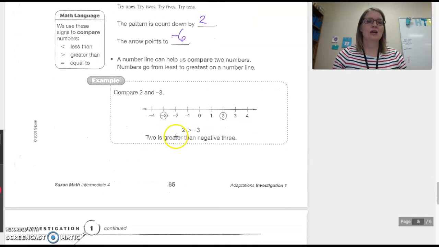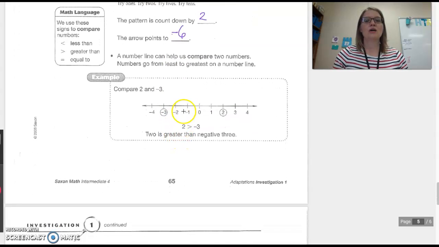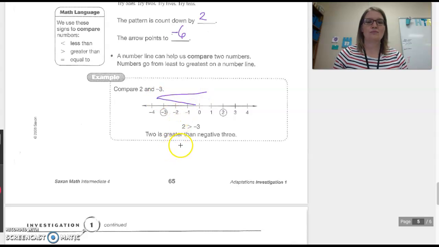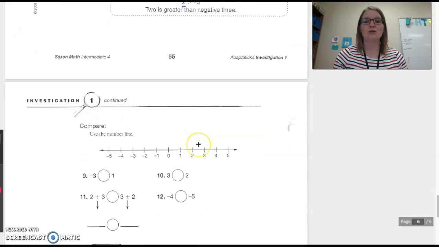Now a number line can help us compare two numbers. Numbers go from least to greatest in a number line. So it's like this, which is awesome. So we know that if we were to compare -3 to +2, we know that 2 is greater than -3. And this is why I love a number line.